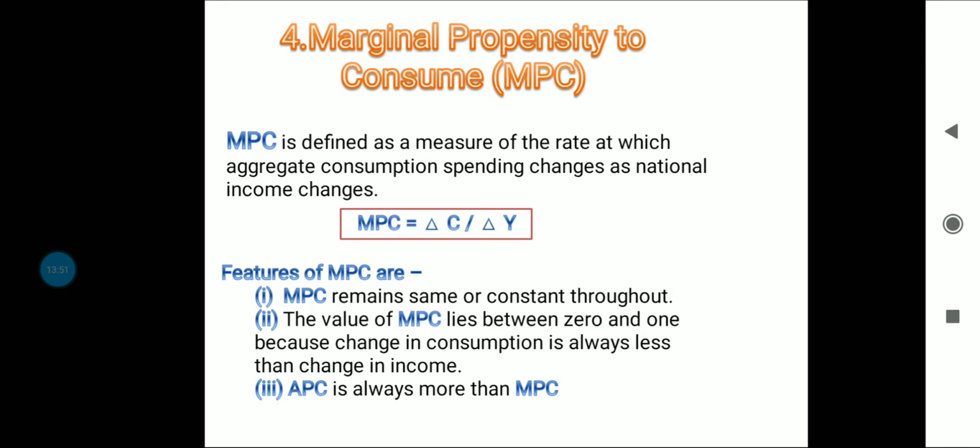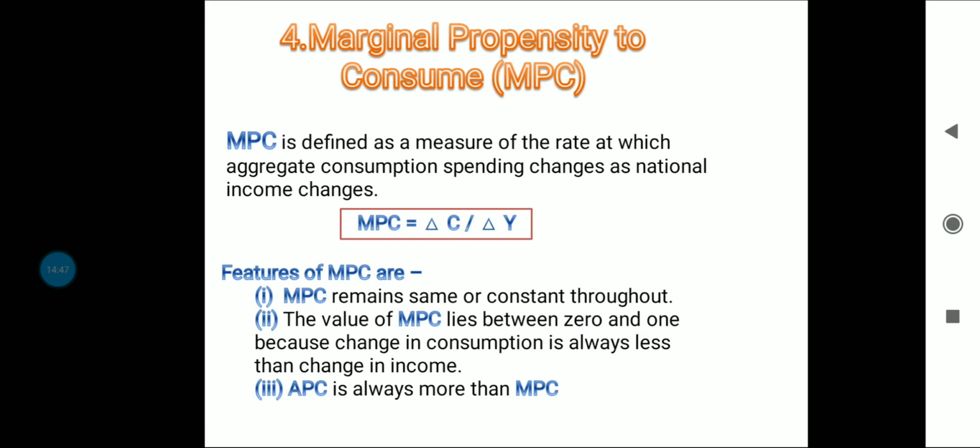Now moving on towards the marginal propensity to consume. What is marginal propensity to consume? It is the change in consumption due to a given change in income. It is denoted by b and is equal to change in C over change in Y. So MPC means the rate of change in consumption due to per unit change in income. Hence, it measures the rate of change in consumption per unit change in income. So MPC is equal to change in C over change in Y.